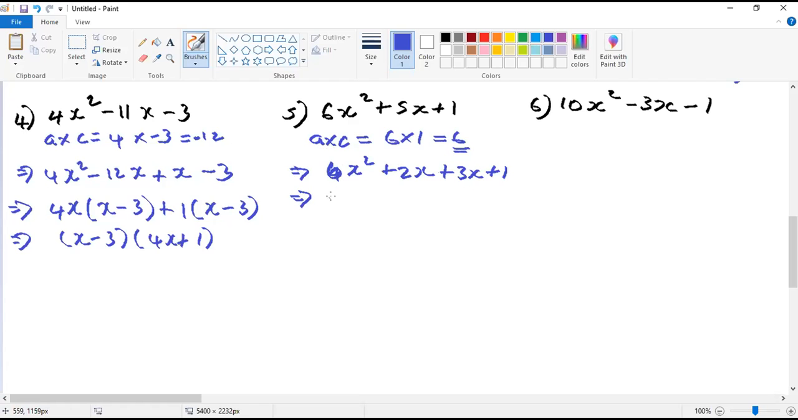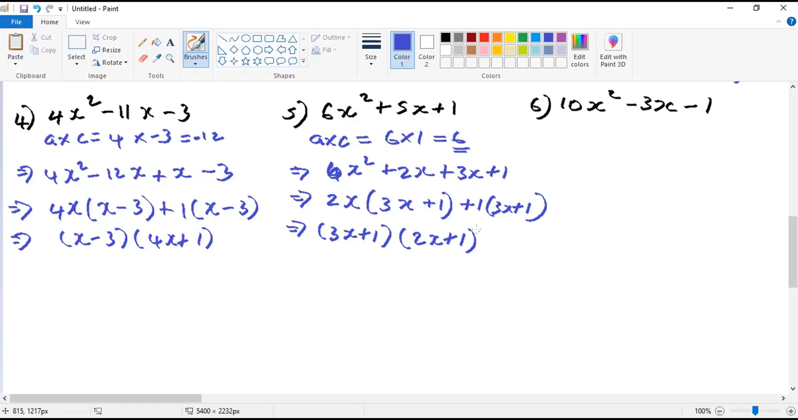So now we have 2x, 3x plus 1. And then 1, 3x plus 1. So this is 3x plus 1, then 2x plus 1. All right.